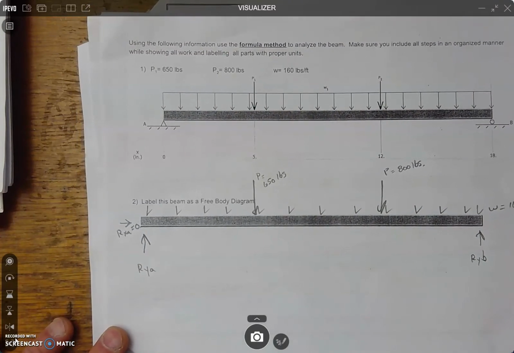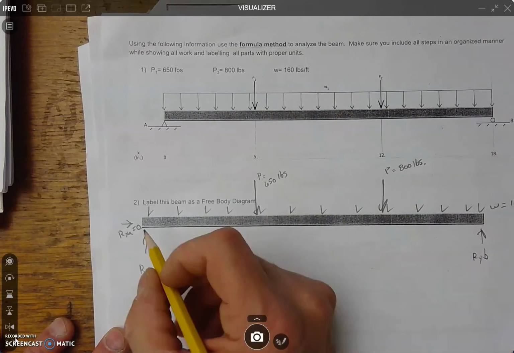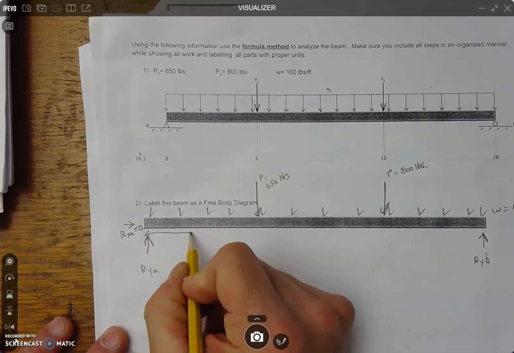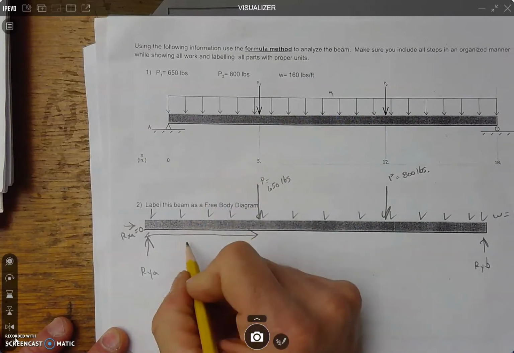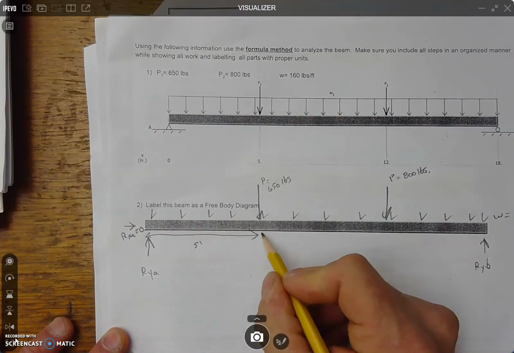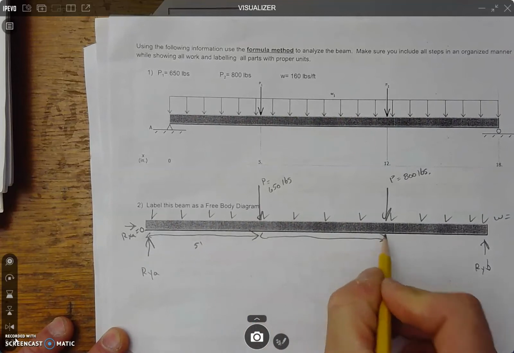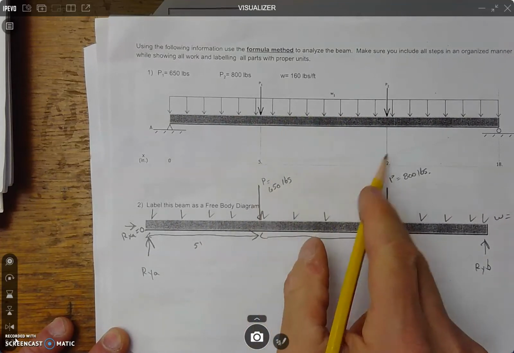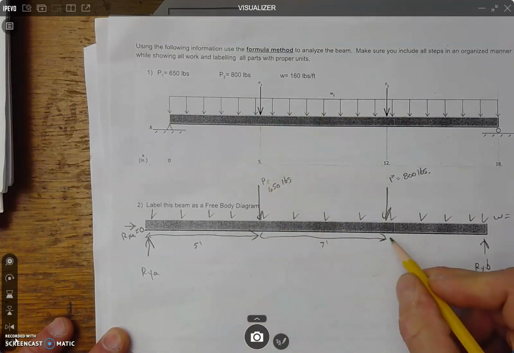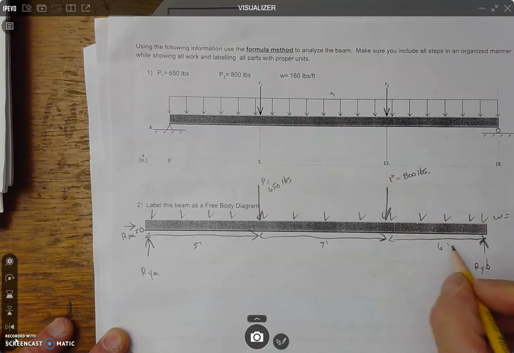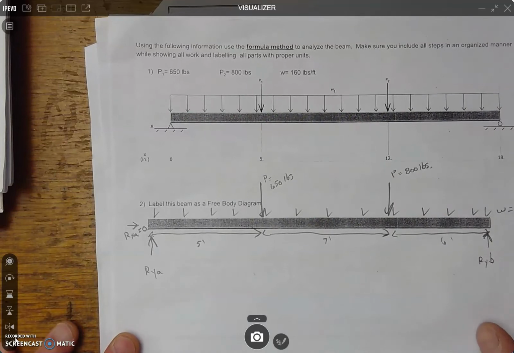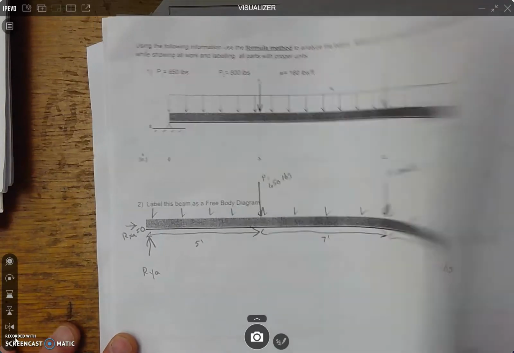Okay, so that's what you do. Now you also have to put your distances. So if you look up there, this is 5 feet between there and there. If you go 5 to 7, that's 7 feet. And you go here to here, 12 to 18, that's 6 feet. So that is your free body diagram. Okay, so turn the page.